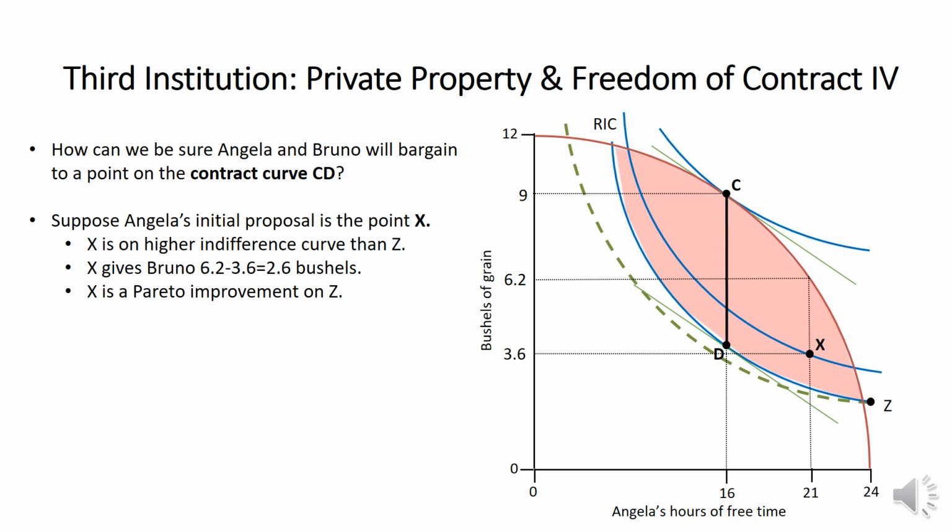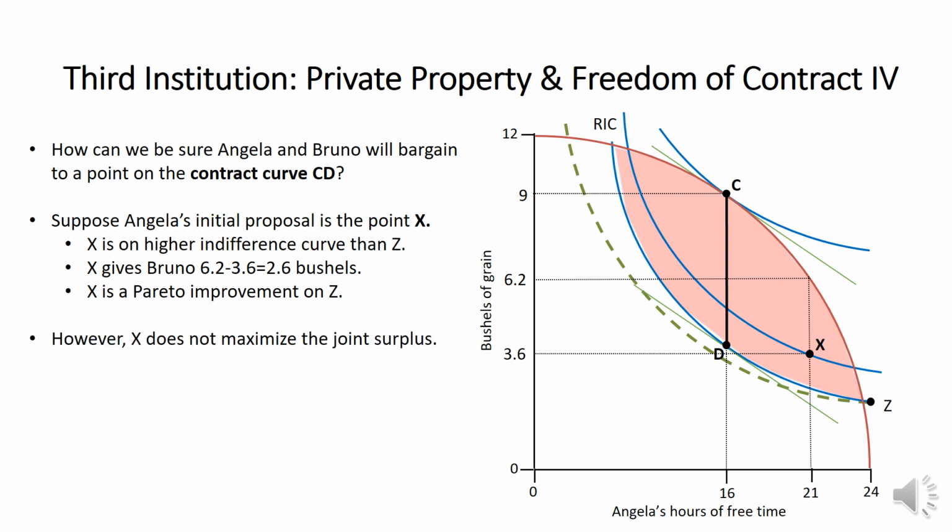So if we compare that to Angela just exercising her outside option Z and growing nothing, we can see that X is on a higher indifference curve than Z, so it's better for Angela to be at X rather than Z. And we can also see that Bruno's going to get 2.6 bushels, which is better than him getting nothing if they were unable to come to an agreement. So the bundle X, or the allocation X, is a Pareto improvement on Z. So that's something that they could agree to do.